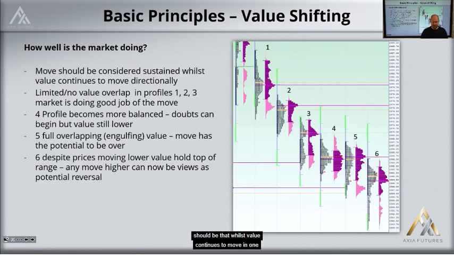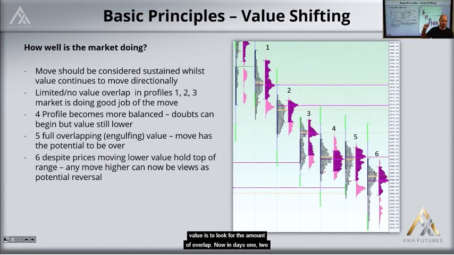Your assumption should be that whilst value continues to move in one direction, the move is sustained and you can expect the move to continue. Now, as I'll show you here, things start to change and you can start to add information to value to try and understand how well or how good a job the market is doing. The first thing to look for in terms of value is the amount of overlap.